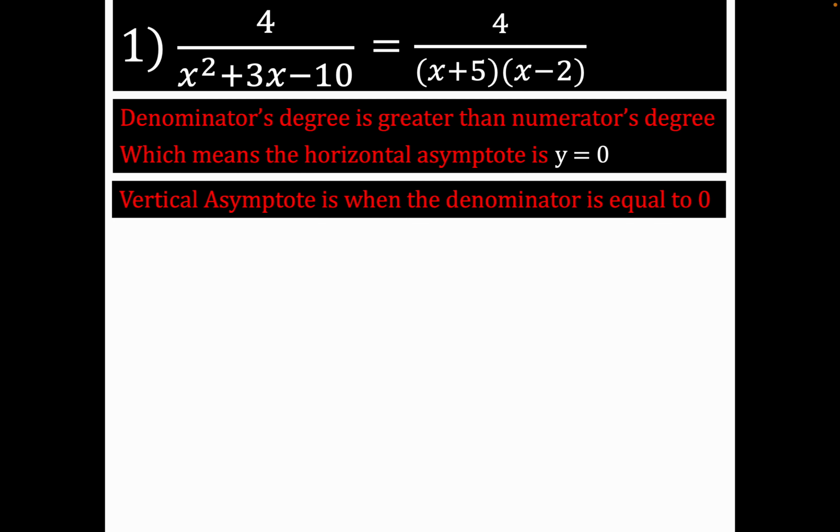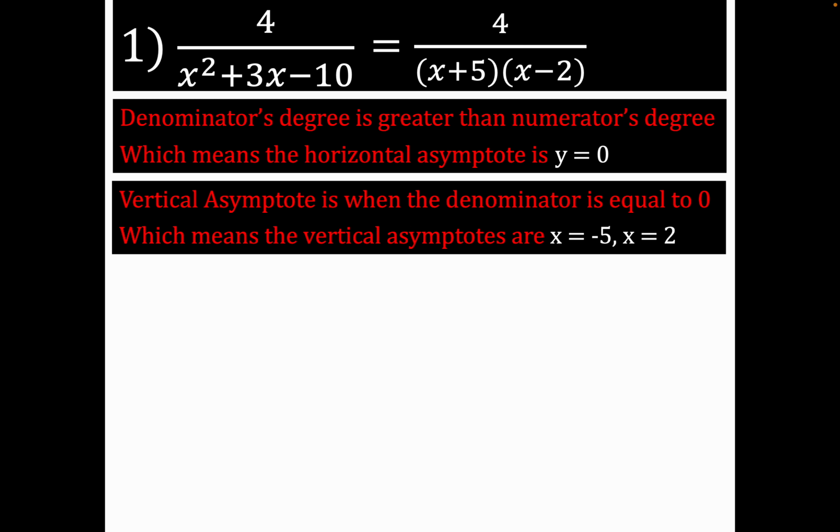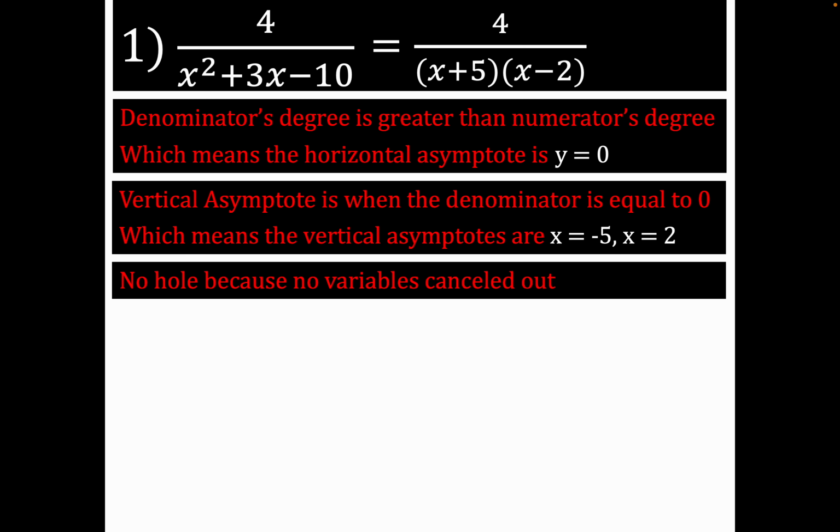Our vertical asymptote is when the denominator is equal to 0, which means that the vertical asymptotes are x equals negative 5 and x equals 2. When the vertical asymptotes are x equals negative 5 and x equals 2 in this equation, this gives us an undefined slope, and because it's undefined, we'll never reach that point on the graph. This is needed because the vertical asymptote represents that.